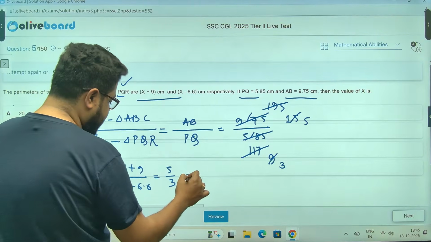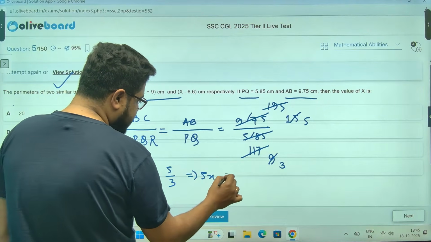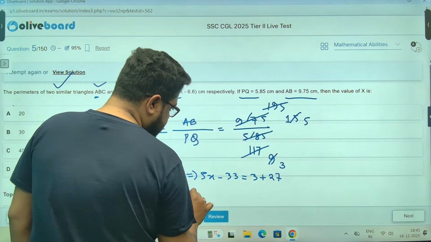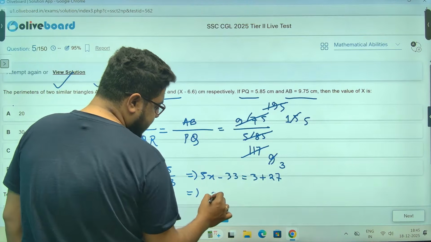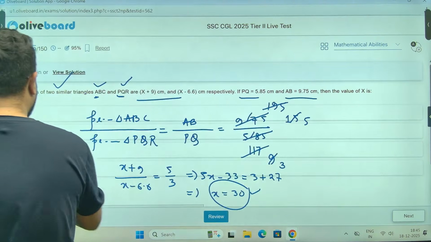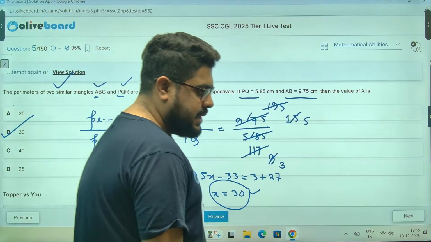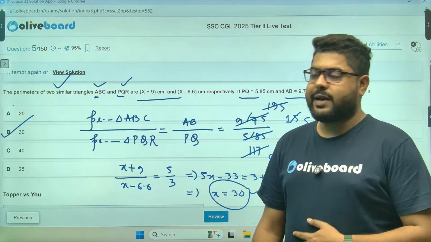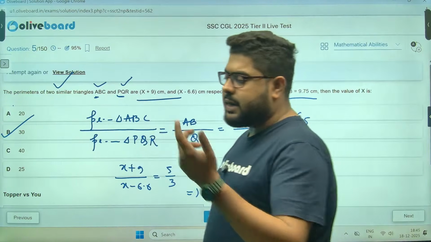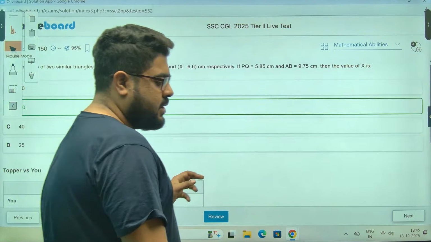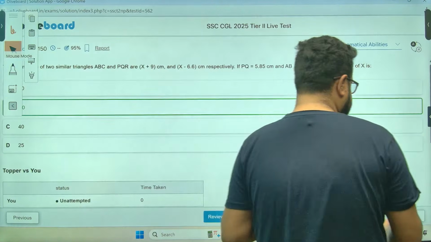Just cross multiply. 5x minus 33 becomes 3x plus 27. So 2x is 60, x is 30, sir. X is 30. They are asking x only. Option B, 30 is the correct answer. You see, done and dusted, sir. Not a very difficult question.